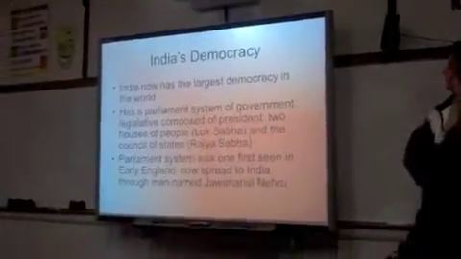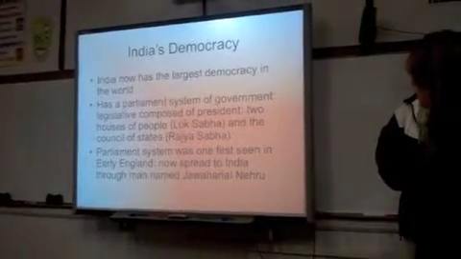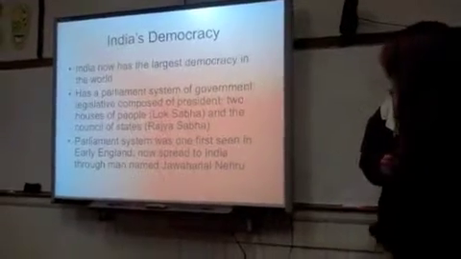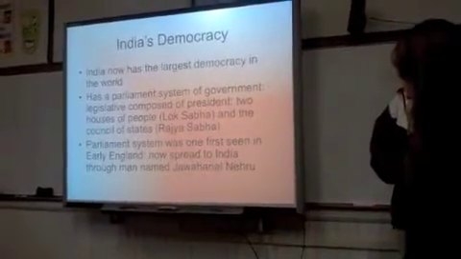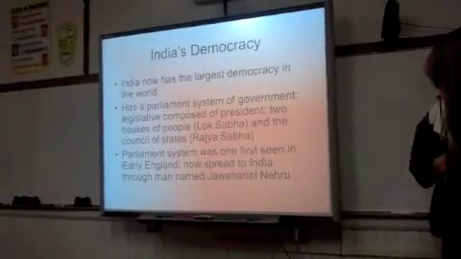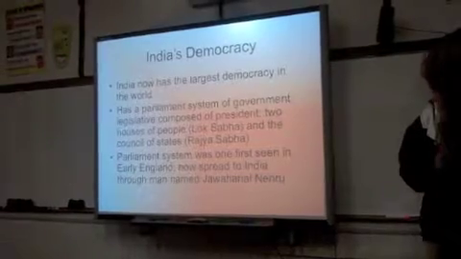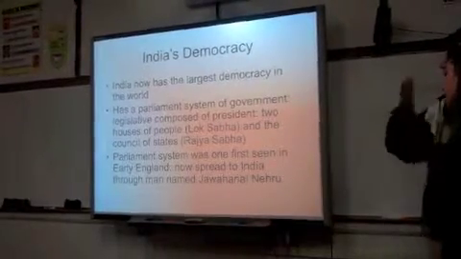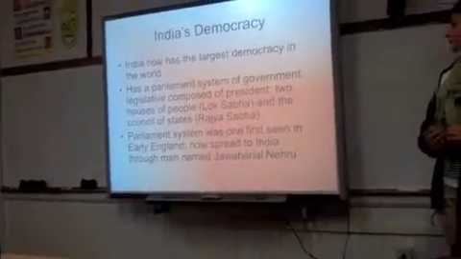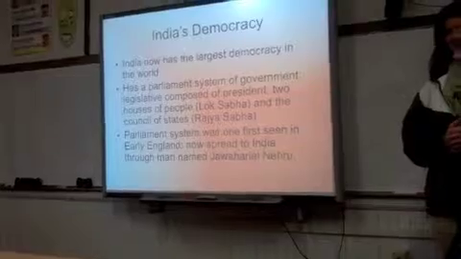For India now, they have a democracy, and it's one of the largest in the world. They have a parliament. The parliament system is the legislative composed of the president with 2 houses, the house of the people and the council of states. The parliament system was first seen in early England and has spread to India through Jawaharlal Nehru.